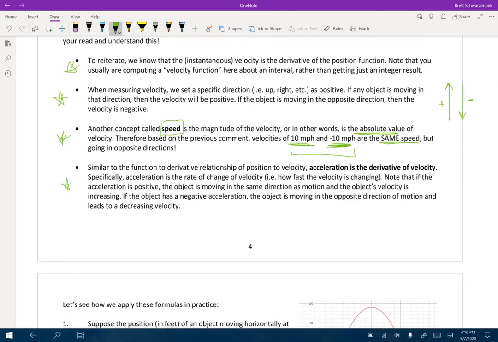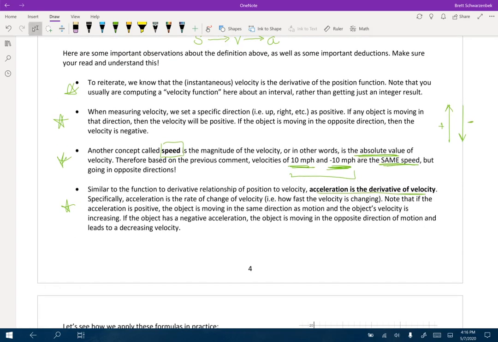Last thing, which is the new thing for us. It says similar to the function to derivative relationship of position to velocity, acceleration is the derivative of velocity, as spoken of already. Specifically, acceleration is the rate of change of velocity, or in other words, how fast the velocity is changing at a given moment in time. Note that if the acceleration is positive, the object is accelerating in the direction of motion and the object's velocity is increasing. If the object has a negative acceleration, the acceleration is in the opposite direction of motion, which leads to decreasing velocity.